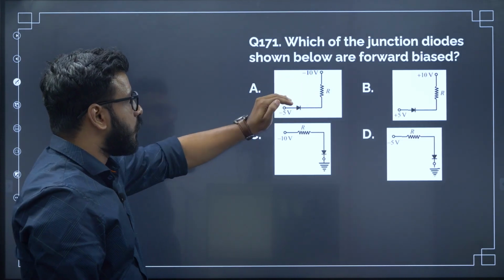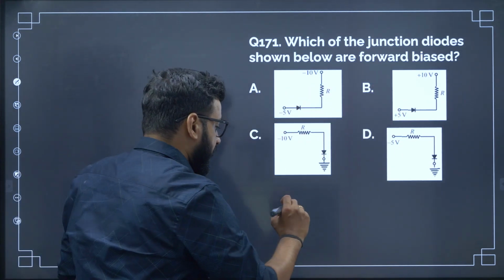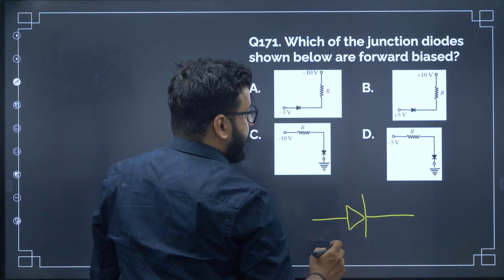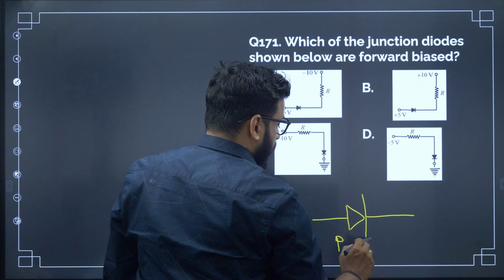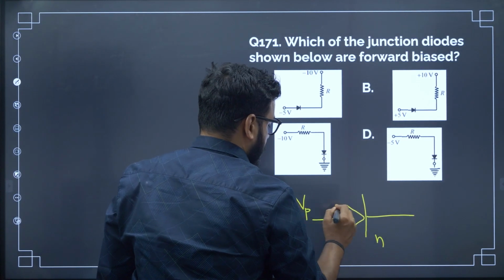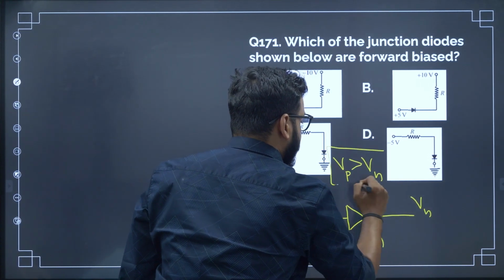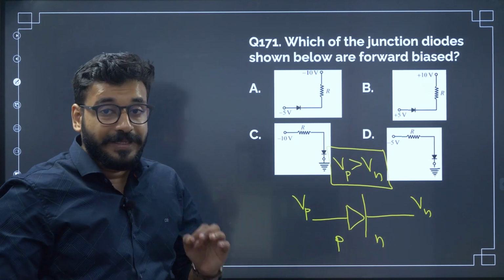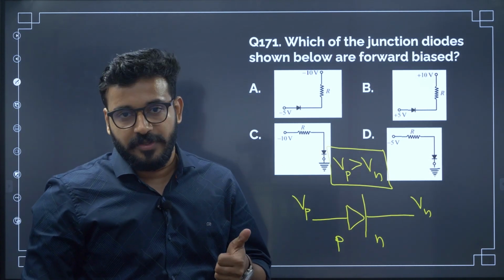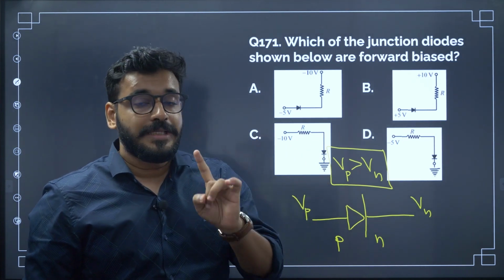Which of the junction diodes shown below are forward biased? When is a diode forward biased? This is a very important tip. All of you please make a note of this. When your P side is connected to a higher potential compared to your N side, that is when it is forward biased. When is it forward biased? When the P side is connected to a higher potential compared to the N side.